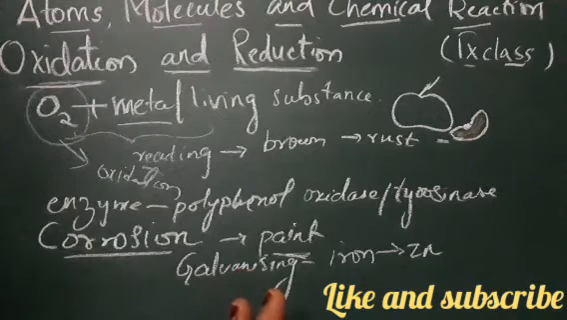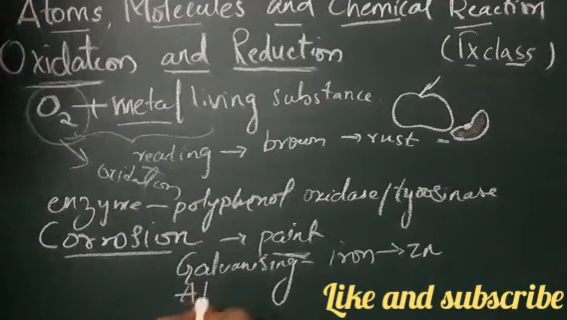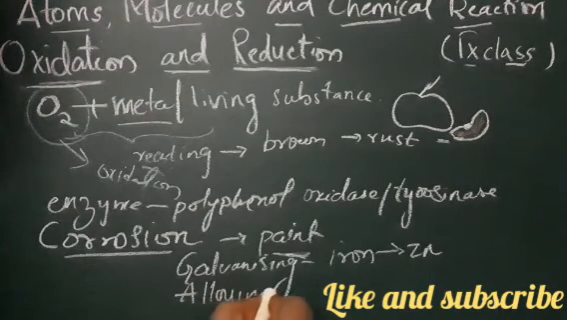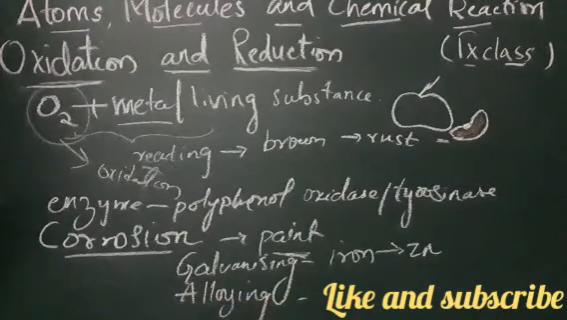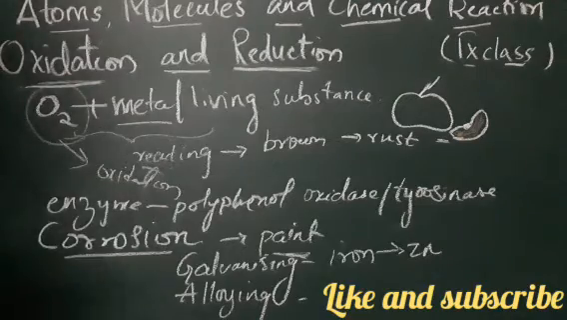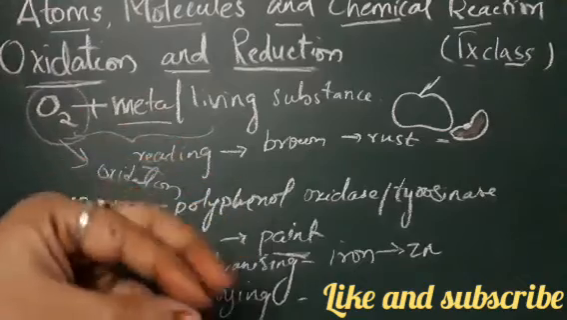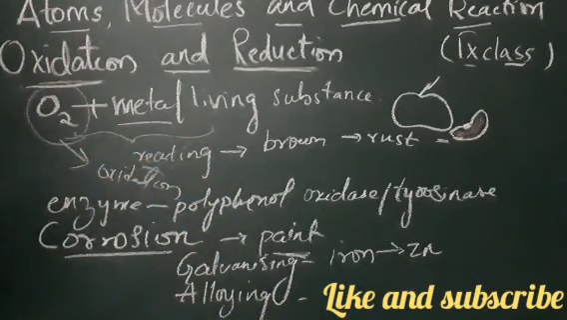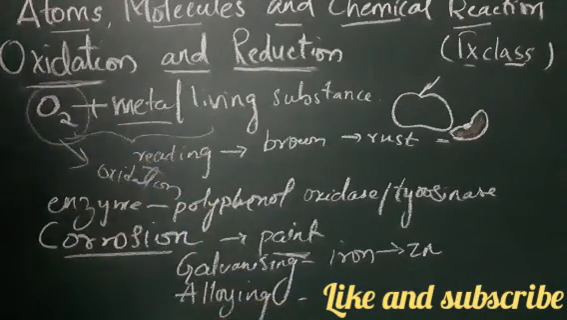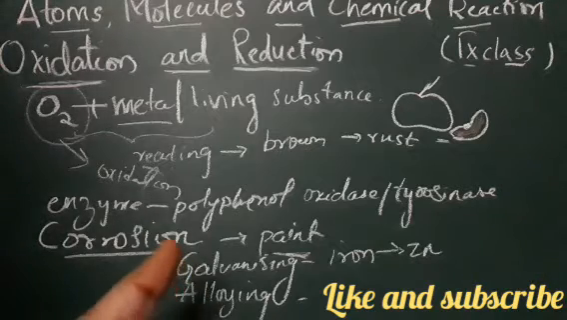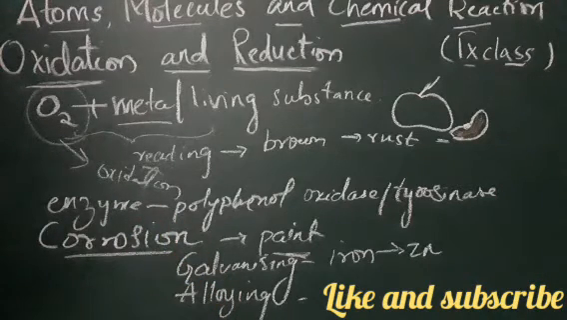As I said, alloying is also a good process of protecting metals from oxidation. An alloy is a metallic substance made by fusing two or more metals, or a metal and a non-metal, to obtain desirable qualities such as hardness, lightness, and strength.